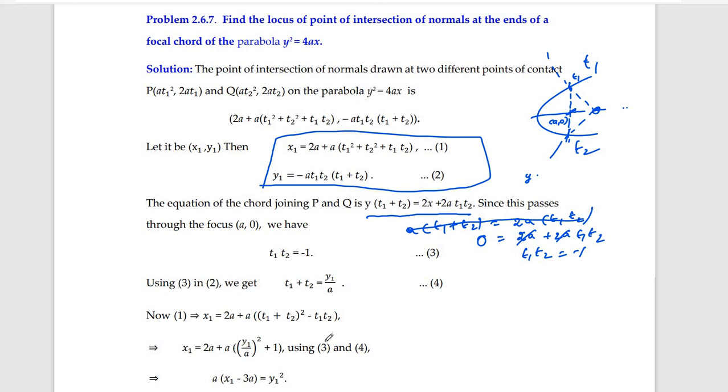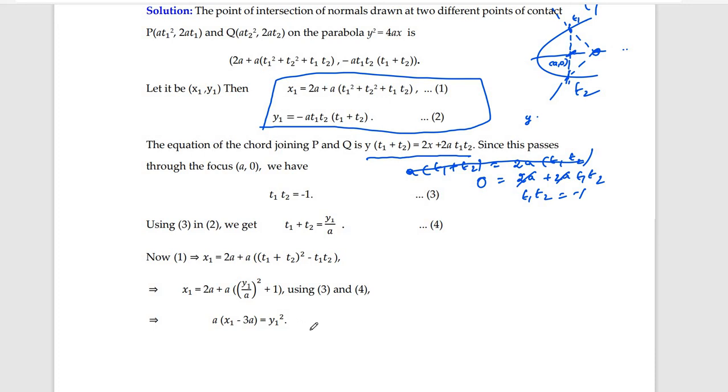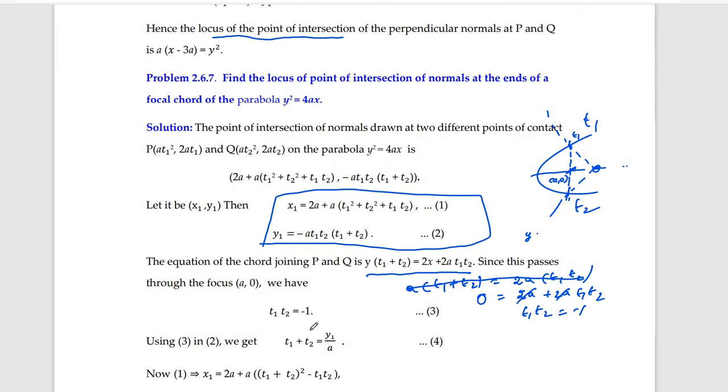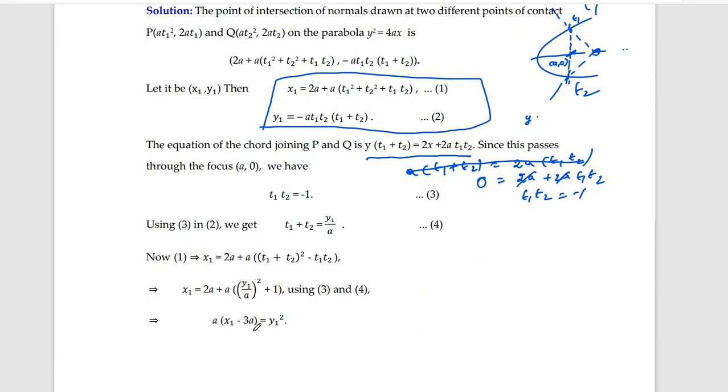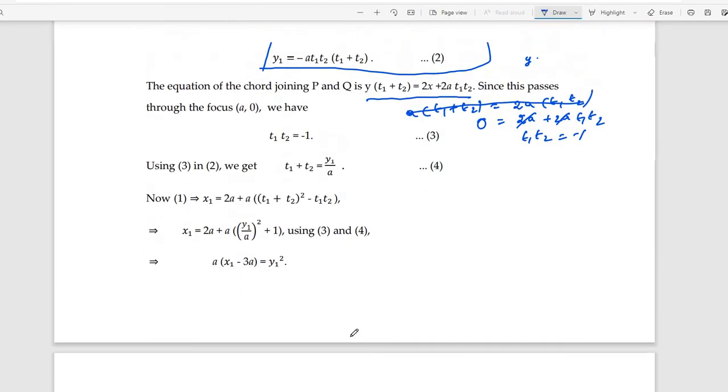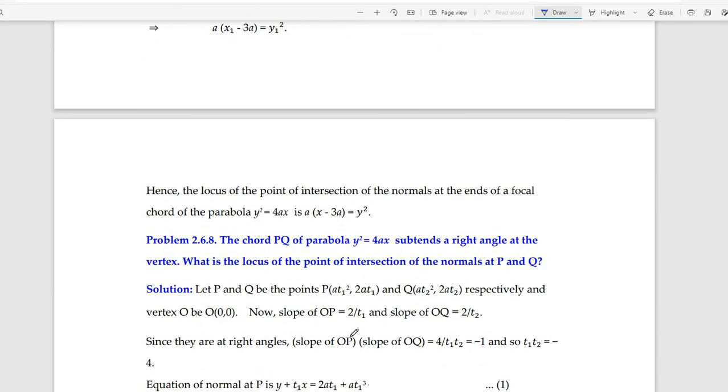So we'll have to proceed as in the previous problem, so that we can have our relation between x1 and y1 in terms of known constants, the same as the previous one. Dropping the suffix, we get the locus.